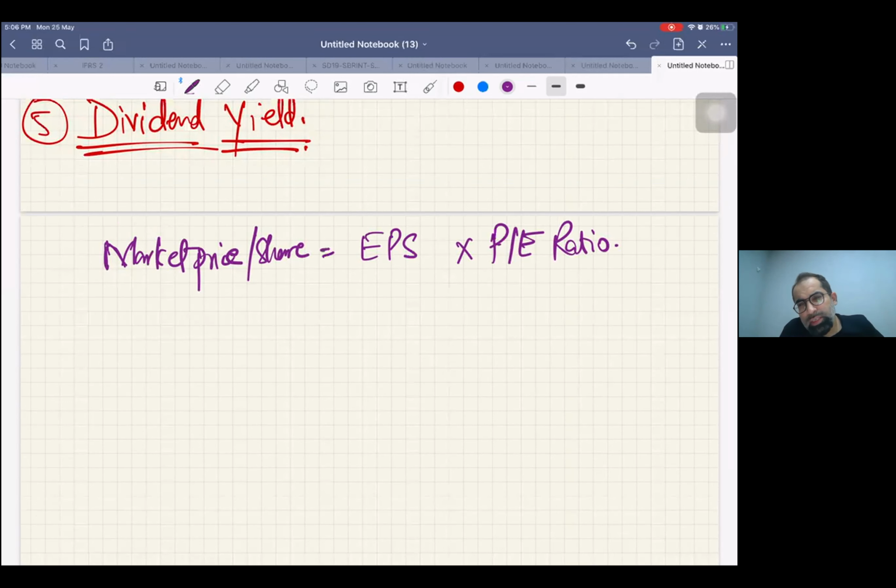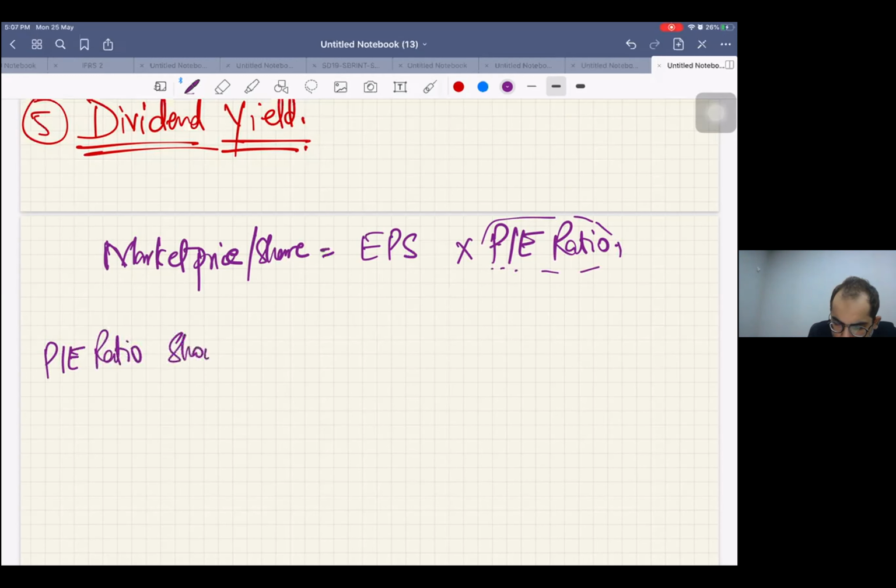Student says, sir, I know what is EPS. EPS is the earning, the reality of the company, the real earnings. Yes. Then what is this P/E ratio? Wait, this P/E ratio shows the confidence of shareholders in the company.